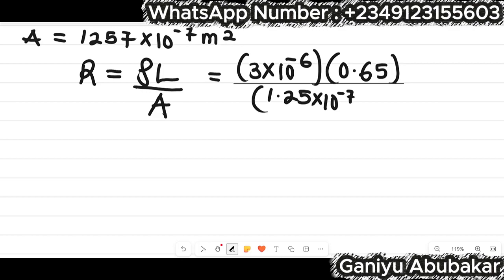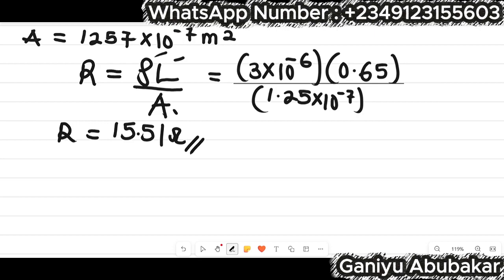Working on this, if I punch all of this into the calculator, I'll have resistance R equal to 15.51. Of course, my resistance is in ohms, so I have ohms as my answer. This is how you solve this particular question. We have to find resistance, and resistance is rho L over A, as I just showed you.